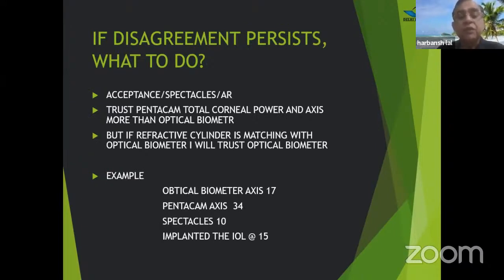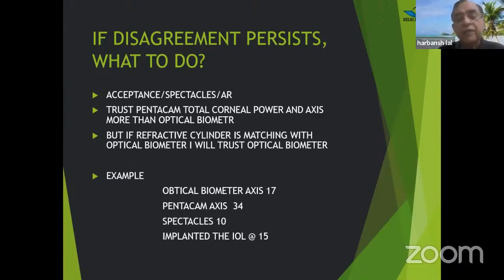Acceptance of the spectacles can give you an idea which way to go. If there is too much of a disagreement between the two, I trust the Pentacam total corneal power and axis more than the optical biometer for my calculation. But if the refractive cylinder is matching with the optical biometry, I will trust the optical biometer. For example, if the optical biometer axis is 17 and the Pentacam axis is 30, but the patient's spectacle acceptance is at 10 degrees, he was a post-LASIK patient, so I implanted the IOL at 15 degrees.